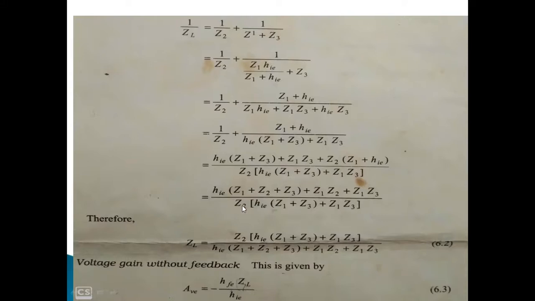Just inverse this equation. Then we have ZL is equal to Z2 into HIE into Z1 plus Z3 plus Z1 Z3 by HIE into Z1 plus Z2 plus Z3 plus Z1 Z2 plus Z1 Z3. This is 1 by ZL and this is ZL. Okay. Next one. This is the load impedance or output impedance for this circuit.